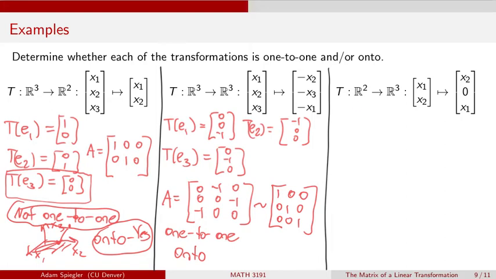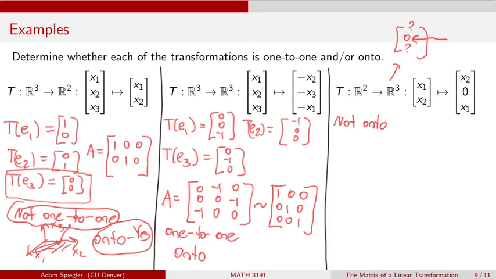Example 3, we're now mapping from R2 up to R3. And this map is defined by taking x1, x2 and mapping it to the vector x2, 0, x1. For this mapping, we can determine right away that this is not onto, since we're only mapping to vectors in R3 that have 0 in the x2 position. So we're not going to be able to find anything whose image under this map has a non-zero entry for the second entry. So this is not onto.